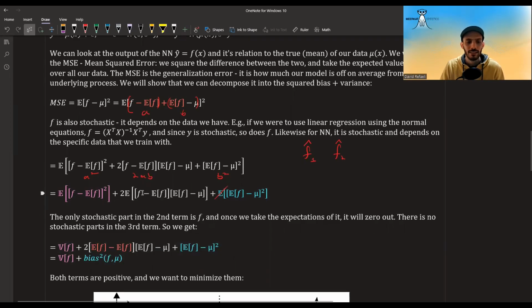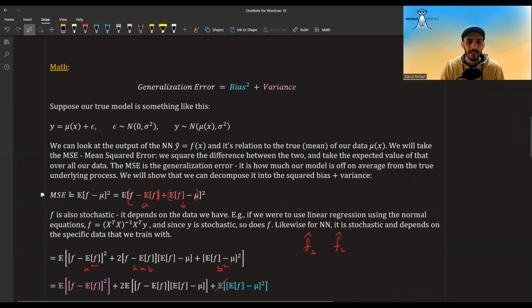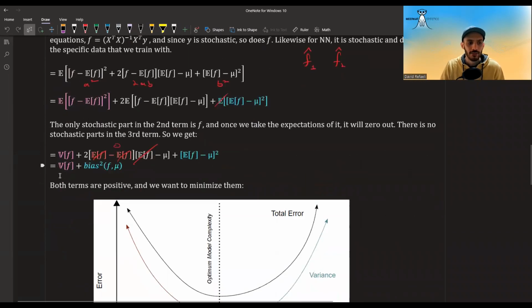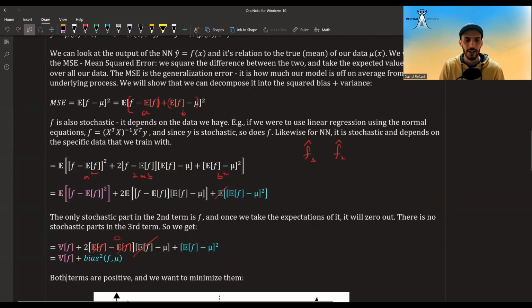Now what happens to the middle term? Well, the only stochastic part here is f. Once we take the expectation with regards to it, we get E of f minus E of f. So they both cancel. And then this whole thing becomes 0. And so it cancels out. And so we proved that the mean squared error is equal to the variance plus the bias squared. And the mean squared error in this case is our generalization error.